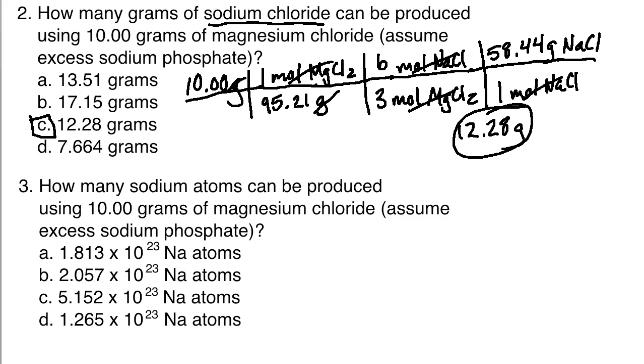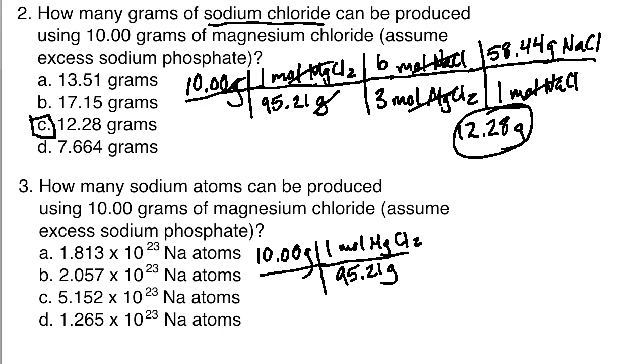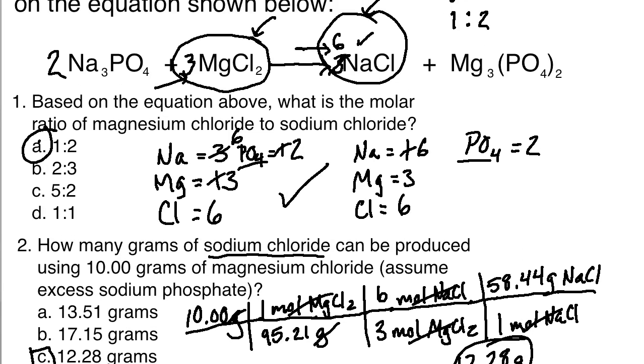Okay, so how many sodium atoms can be produced using 10 grams? So this is going to have a very similar setup to start. I would say that I'm going to have 10 grams of the magnesium chloride, and then that's going to go to moles of magnesium chloride. Again, similar setup to above, so 1 mole magnesium chloride. Now I would still need the same mole to mole ratio here, because I'm looking for sodium atoms in the product and they appear in the sodium chloride.